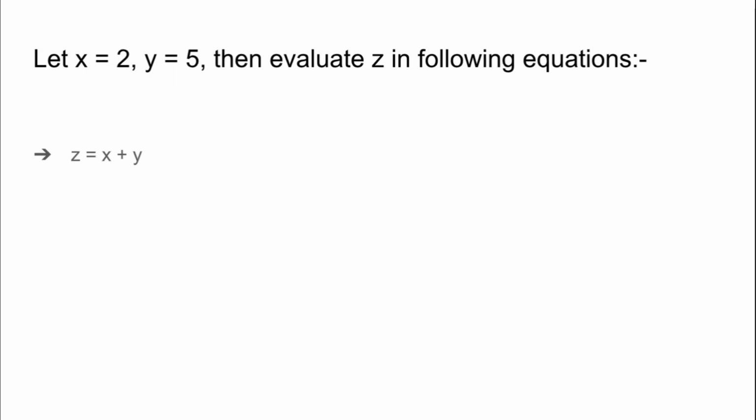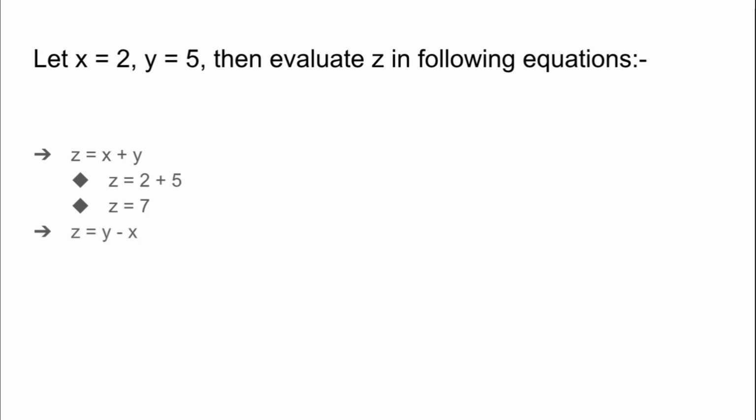So if you ever had solved this type of algebraic equation, then you will recognize x, y and z as variables. Now to solve this equation, you will replace the variables with their respective values. So you will write z equals 2 plus 5, and hence after doing the summation, we will get the value 7, which is then assigned to the variable z.